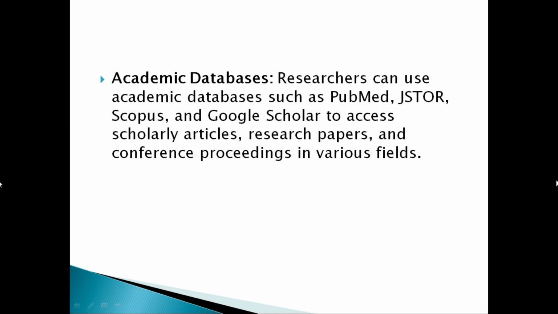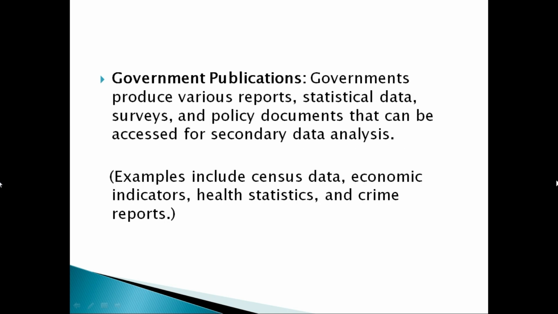The next one is government publications. There are various reports, statistical data, surveys, and policy documents that can be accessed for secondary data analysis, which include, for example, census data, economic indicators, health statistics, and crime reports. By using these reports, we can use this data and draw conclusions about our topic.